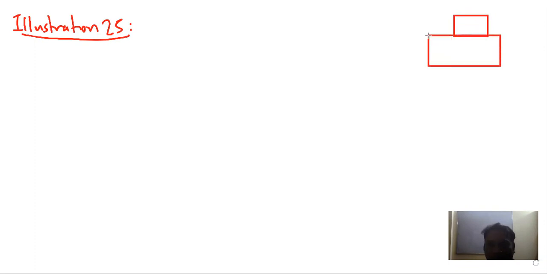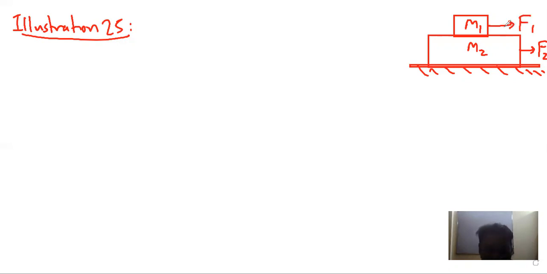So we are now going to illustration 25. In illustration 25, we are given two blocks. This is block 1 and this is block 2. And we have ground at the bottom. The block on the top has mass m1 and on the bottom has mass m2. The force acting on block m2 is F2 and the force acting on block m1 is F1. So this is the diagram which we are given.